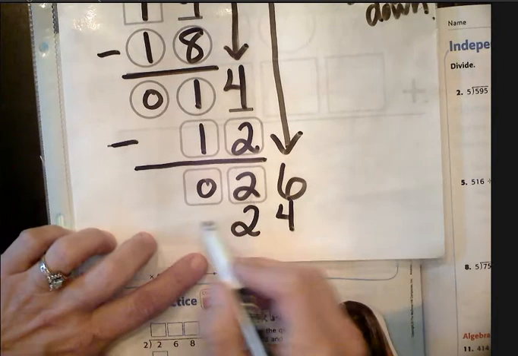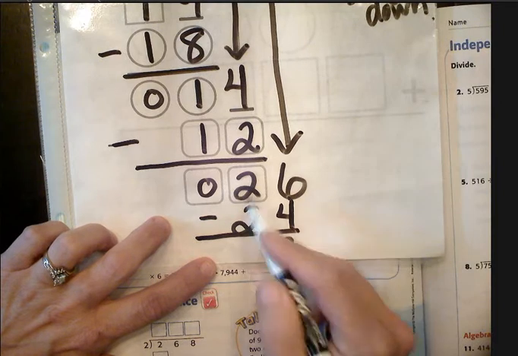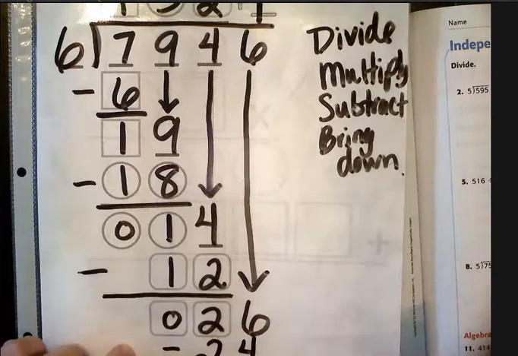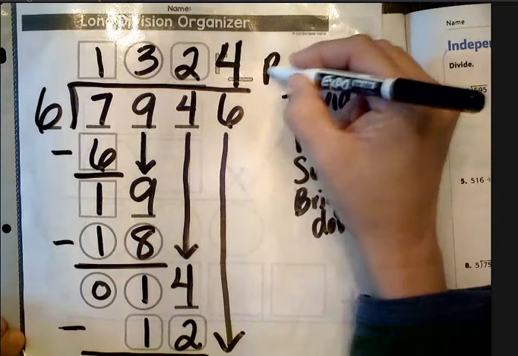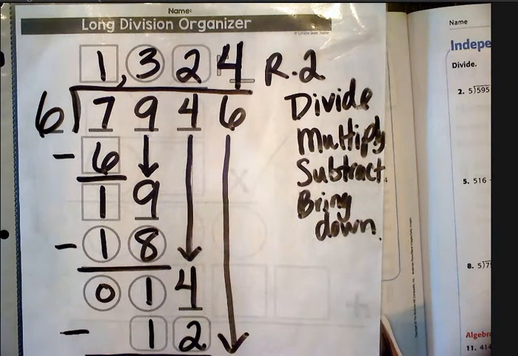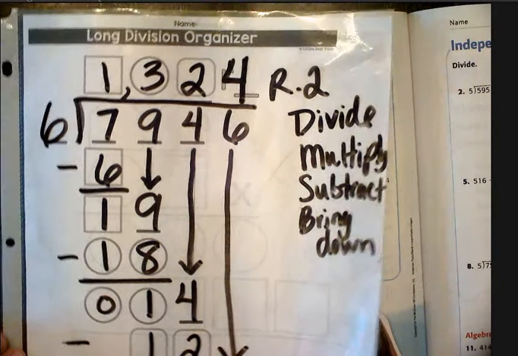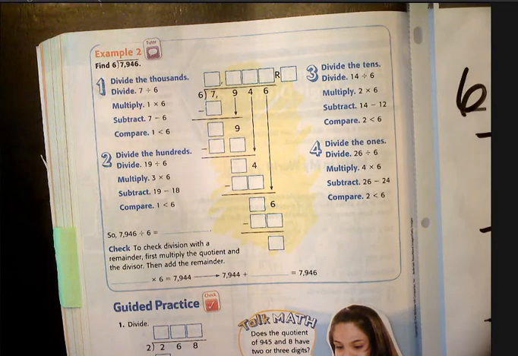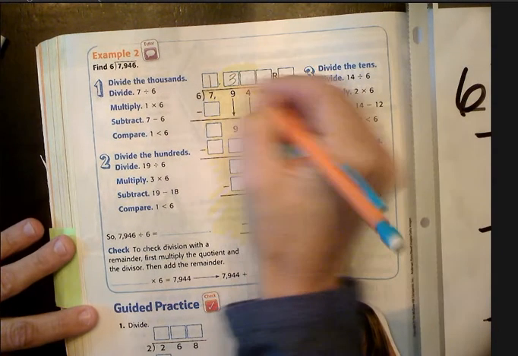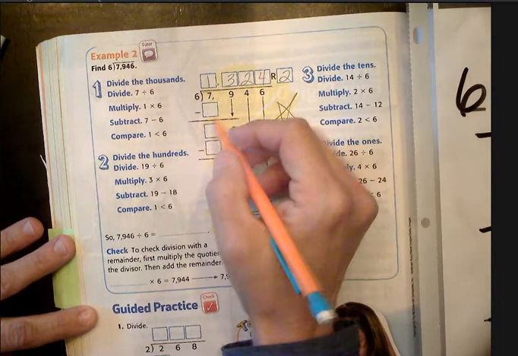Now my step is to subtract. 6 minus 4 is 2. 2 minus 2 is nothing. I have nothing else to bring down. There's no other numbers there, so I have a remainder of 2. 1,324 with a remainder of 2. And let's go ahead and write this in here. 1,324 with a remainder of 2. And we'll put a big star because we did that work together.